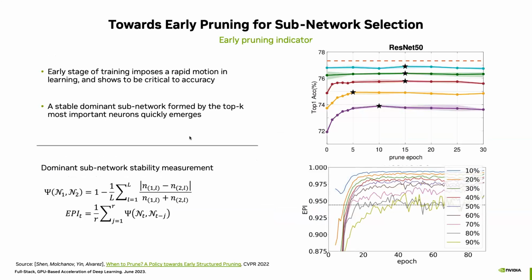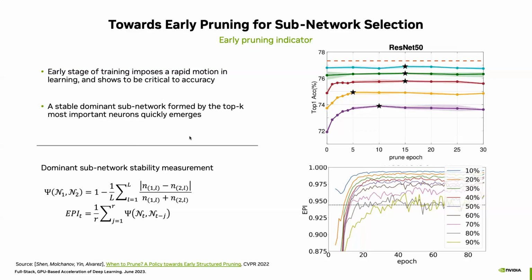But the point at which to perform the pruning might be very critical. So we have extensive results showing how the accuracy changes if we perform the pruning at different stages of the training. It turns out that the early stage has very rapid motion in learning and is very critical to the final accuracy. So if we perform the pruning too early, as the top figure shows here, we tend to get a very low accuracy.